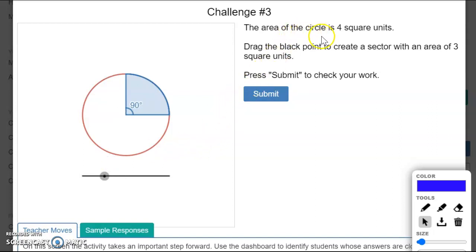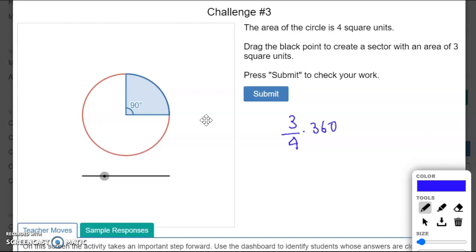The area of a circle is 4 square units. The whole circle is 4 square units, and I want the black point to create a sector with the area of 3 square units. So I know that the whole is 4, but I want 3/4 of a whole circle. How do I create 3/4 of a whole circle? Well, that's pretty easy. I can calculate what is 3/4 of 360 degrees.